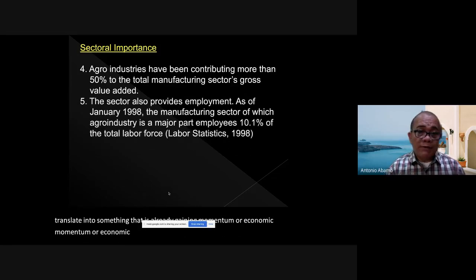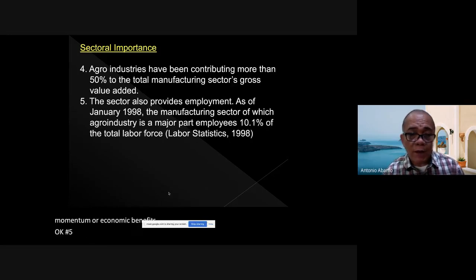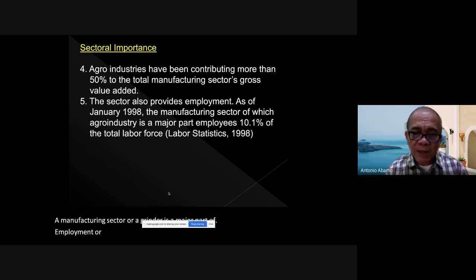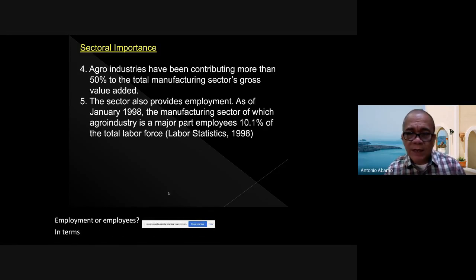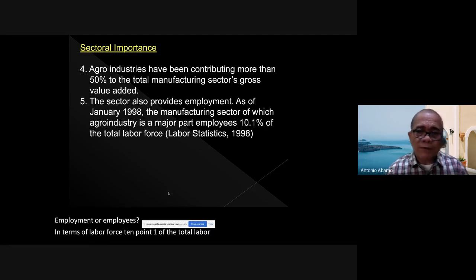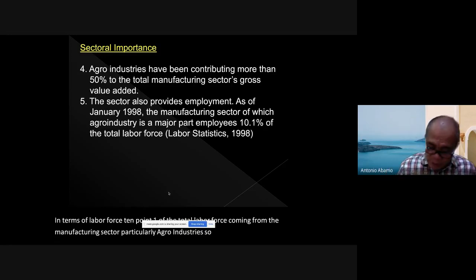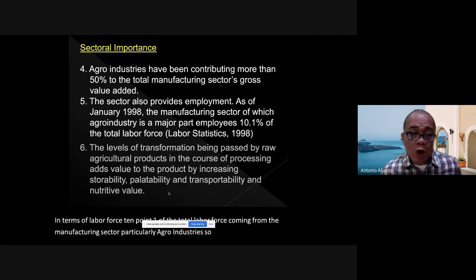Okay, number five, sectoral importance of agro-processing is that the manufacturing sector or agro-industry is a major part of employment. In terms of labor force, 10.1% of the total labor force comes from the manufacturing sector, particularly agro-industries. So economically, it's contributing a lot to the economy.